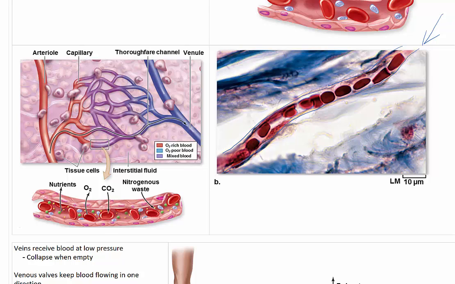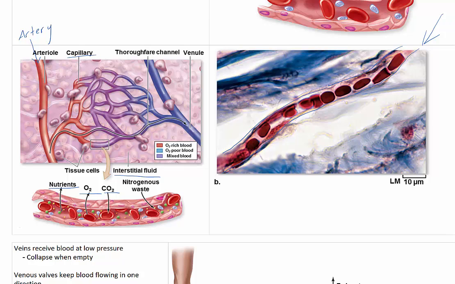So here's what that looks like in the tissue of your body. You would have an arteriole, which is branched off from an artery, carrying oxygenated blood. That then branches off into capillaries, which are surrounded by the interstitial fluid. And this is where the capillaries exchange things like nutrients and gases such as oxygen diffusing out of capillaries into cells, and then carbon dioxide, the waste product of cellular respiration, diffusing back into the capillaries.